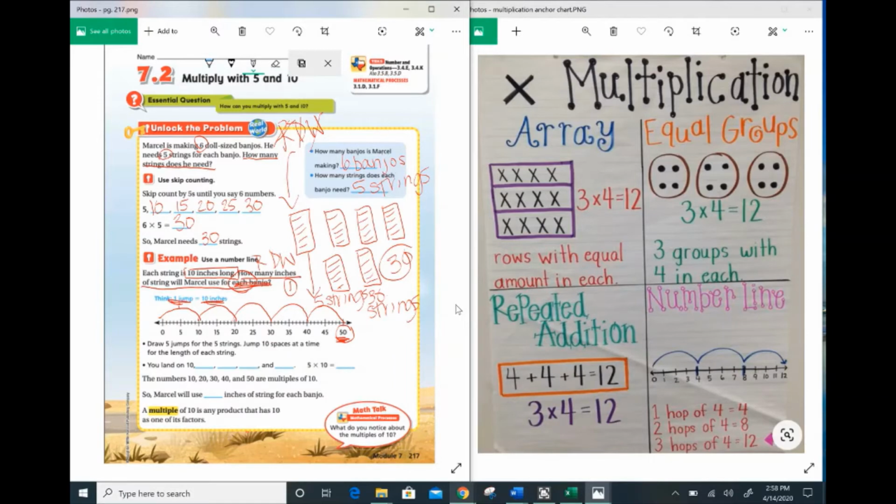Now let's go ahead and do it our other way, which is skip counting. 10, 20, 30, 40, and 50. So we know 5 times 10 equals 50. 10, 20, 30, 40, and 50 are multiples of 10, boys and girls. So Marcel will use 50 inches of string for each banjo. A multiple of 10 is any product that has 10 as one of its factors.